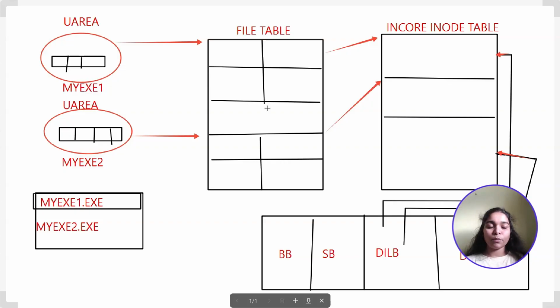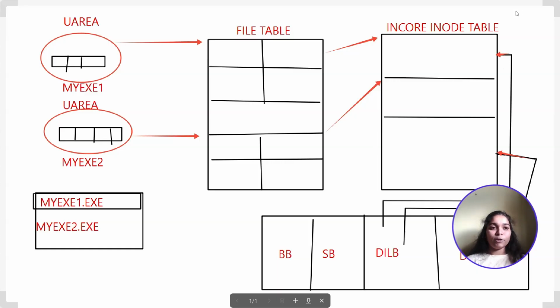So this is the basic layout of the file subsystem, where this is the command prompt, our terminal, and this is the U area, that is the user file descriptor table, UFDT, which is an array, and it points toward our file table. From the file table, it points to the in-core inode table, and then it gets information from the DILB block. Basically, the storage is divided into four types: first is BB, the boot block, second is the super block, then the DILB, and at the end the data block.